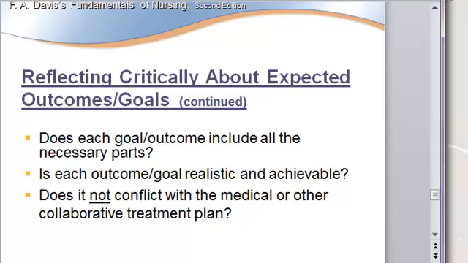Does each goal or outcome include all the necessary parts? Is each outcome or goal realistic and achievable? Because if it's not, we see your patients, we're with your patients. So when you write us a nursing care plan about your patient and we know that it's not a realistic goal, we're going to let you know. Does it not conflict with the medical or other collaborative treatment plan? Very important.